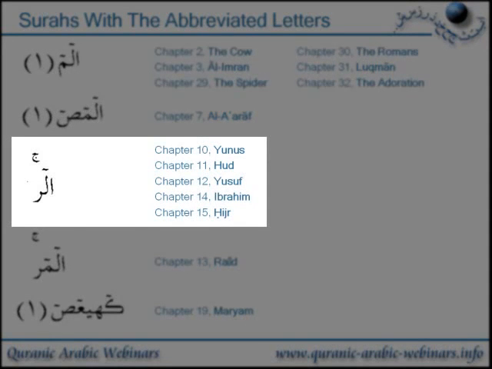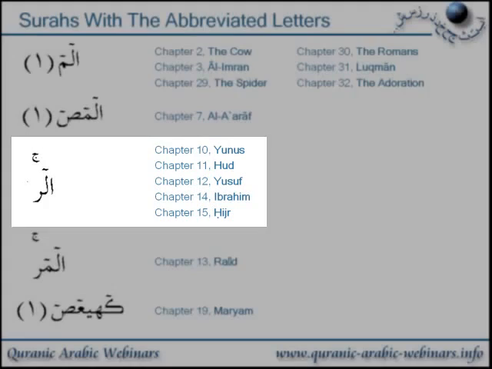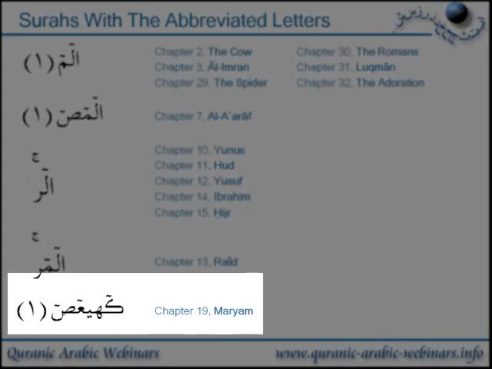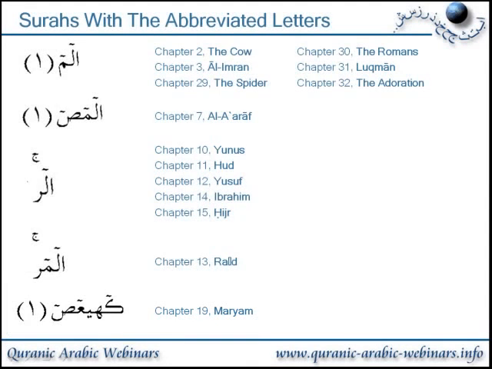Then we have the Alif Lam and Ra. Okay, remember the Ra does not have any sign on it, but it will be too long. So that's in Surah 10, 11, 12, 14 and 15. Then we have Alif Lam Mim Ra, and that's in Surah 13. Then we have Kaf Ha Ya Ain Sad, and that's in Surah 19.